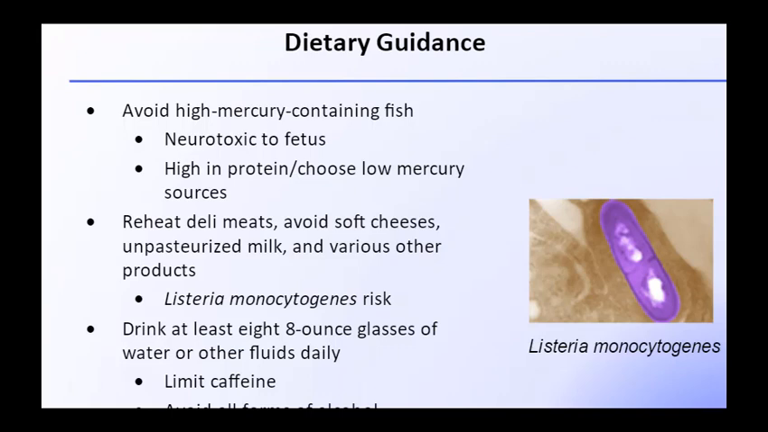Pregnant women should consume no more than 2 servings of canned tuna per week and no more than 6 ounces of albacore or white tuna. Fish and seafood with low levels of mercury include shrimp, salmon, pollock, and catfish. Fish with high levels of mercury, which should be avoided, include swordfish, shark, tilefish, and king mackerel.